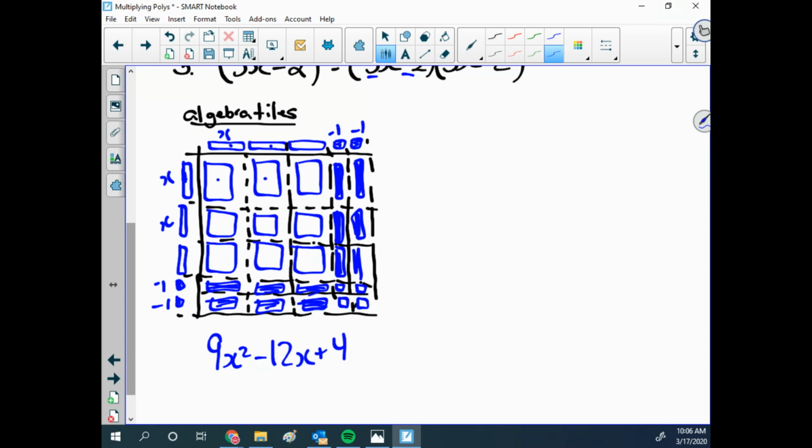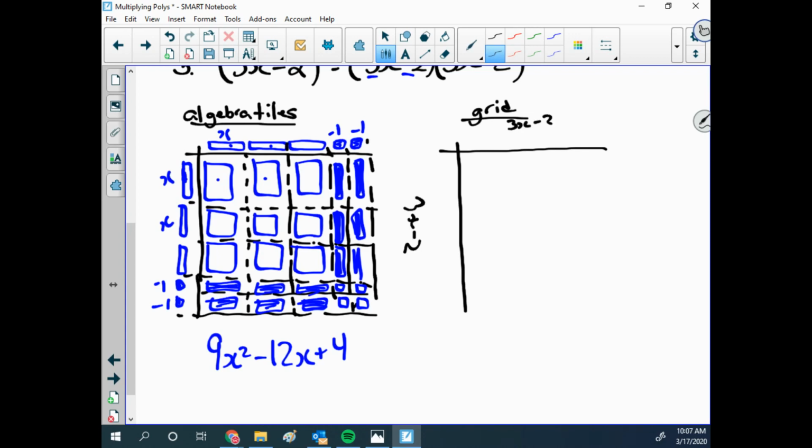Let's go use a similar strategy, but now we're using an algebraic representation. So let's go multiply this out using a grid. I do the same thing and use an axis, but now I'm going to split up each term in my binomial. So if I put 3x minus 2 here and 3x minus 2 here, I'm going to split the binomial up into 3x minus 2, and the other side, same thing, 3x minus 2.